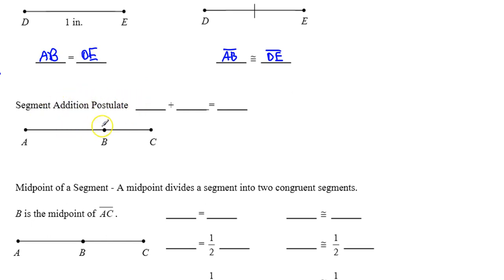Okay, so now we have the segment addition postulate, and what that says is that if we have a segment, let's call this whole segment AC, and we have the two parts of this segment, we've got AB and we've got BC.